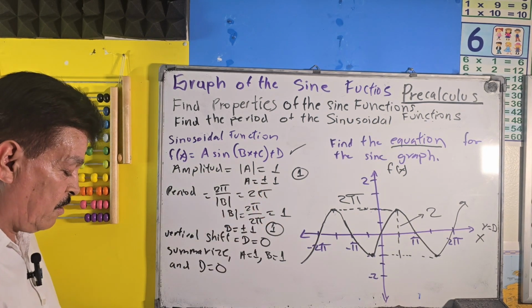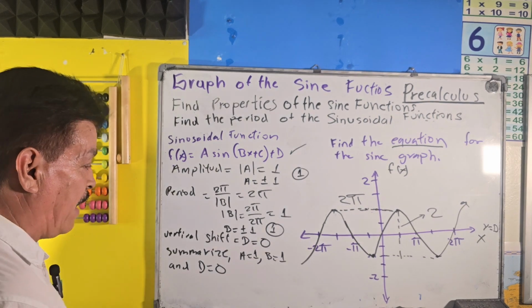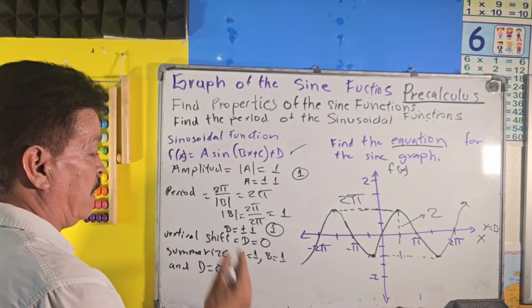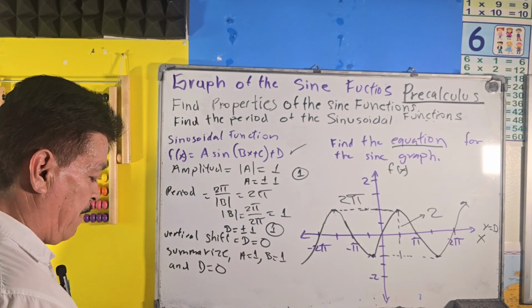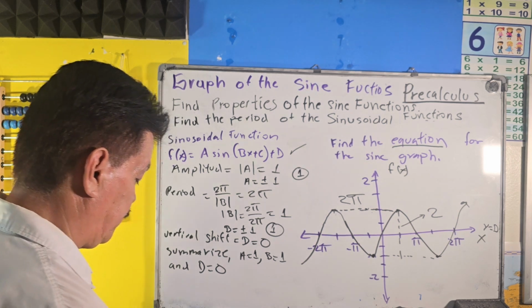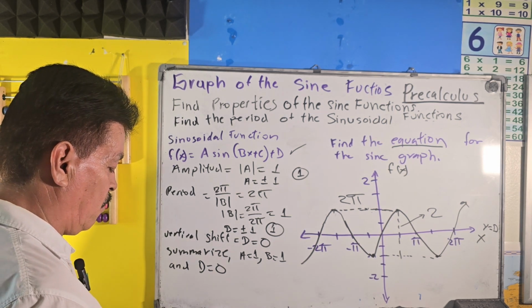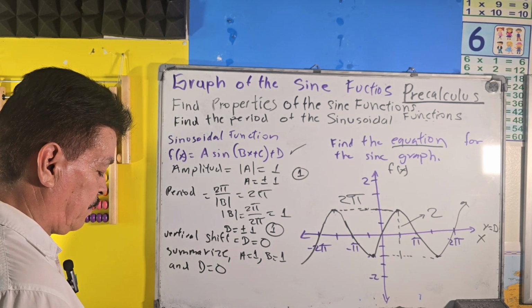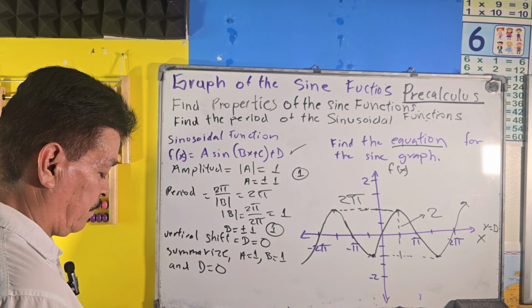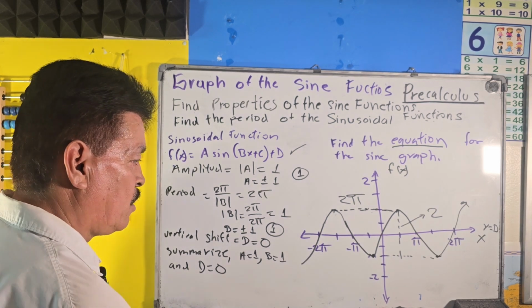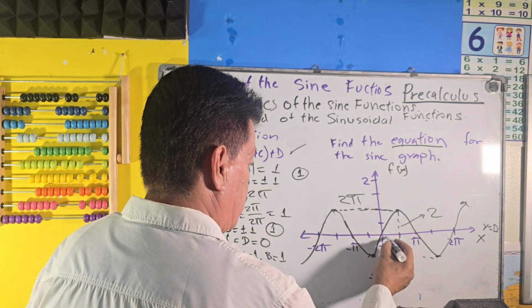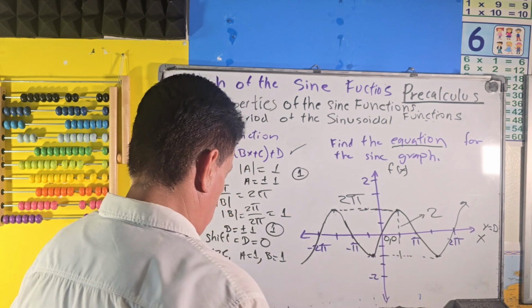All right. So now next, find the value of c. We have to find the value of c. So how do we find the value of c? So we have here 0, 0 right there.